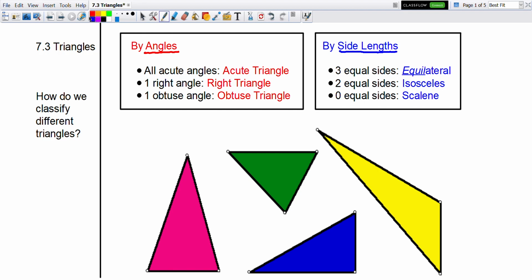So let's talk first about the angles there. If all three angles in a triangle are acute, or less than 90 degrees, we call that an acute triangle. For example, this one here would be considered an acute triangle because all three of these angles here are acute angles. Same here. This angle here, and this angle over here are all acute angles, or less than 90 degrees.